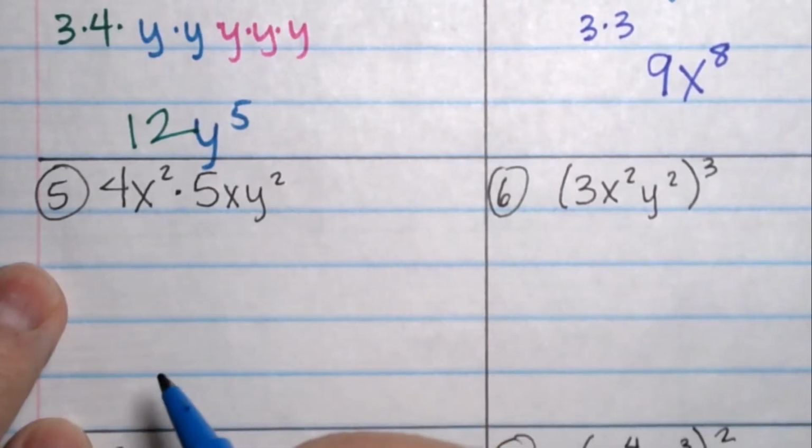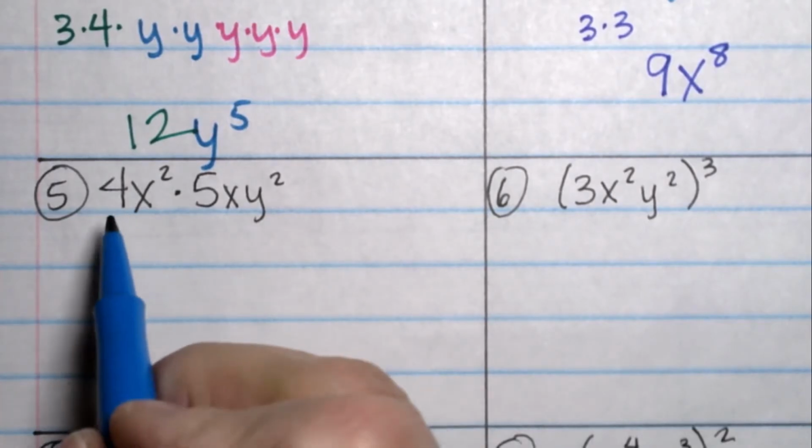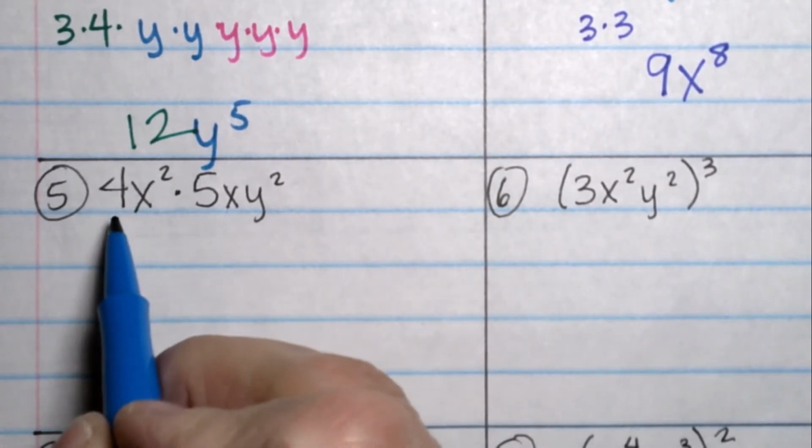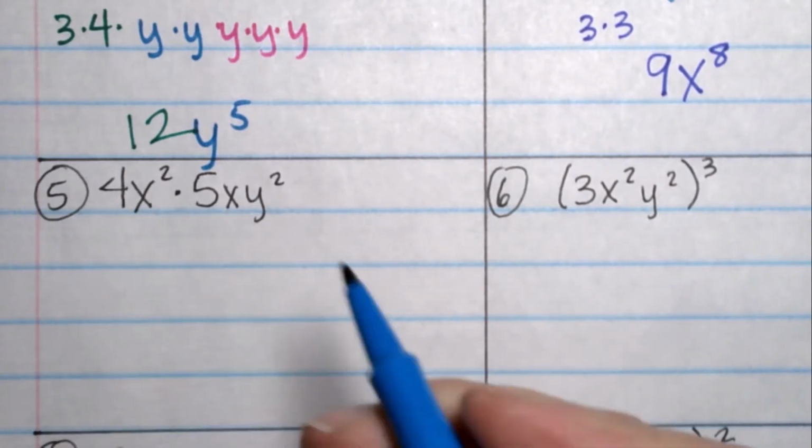I'll do the expansion in a second. I just want to demonstrate how fast this is if you understand the rules. We're going to multiply the numbers together first. These aren't exponents. These are just straight up coefficients. They're just numbers. 4 times 5 is 20.